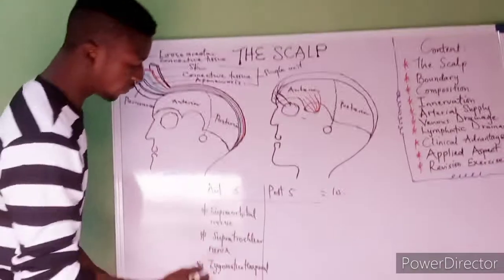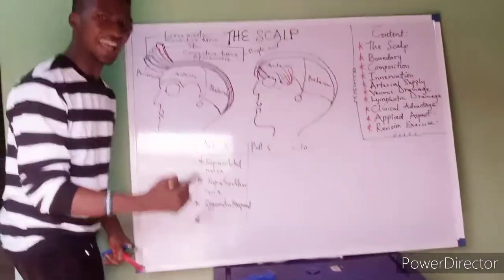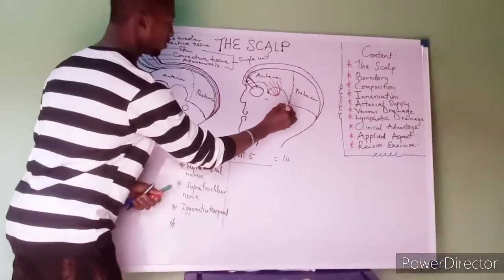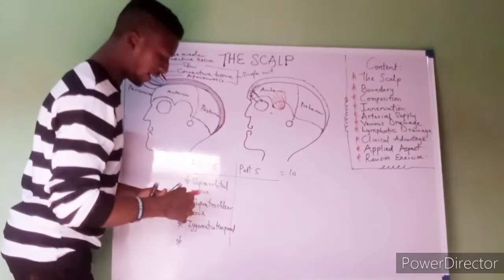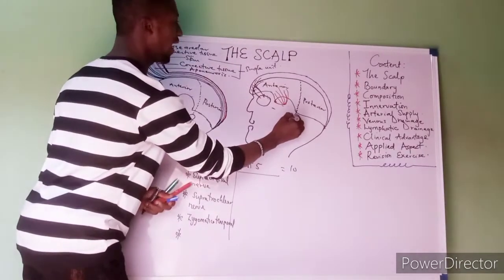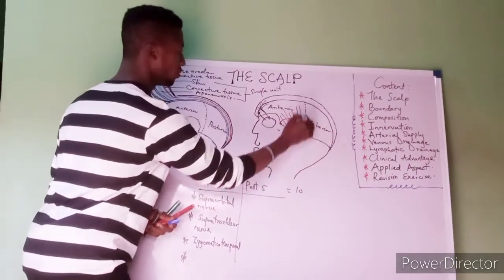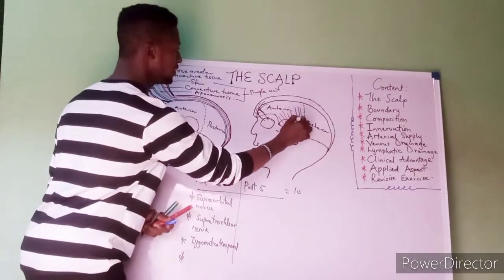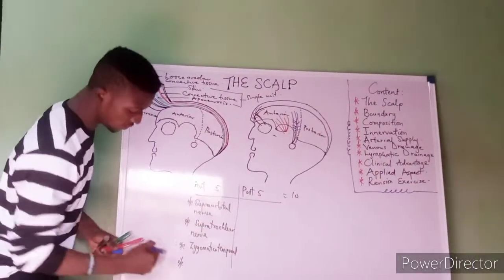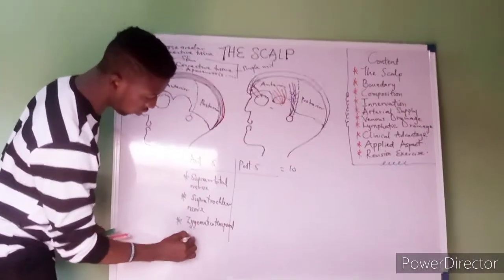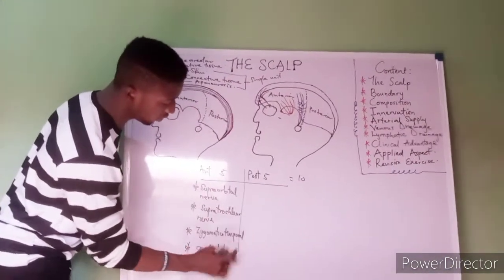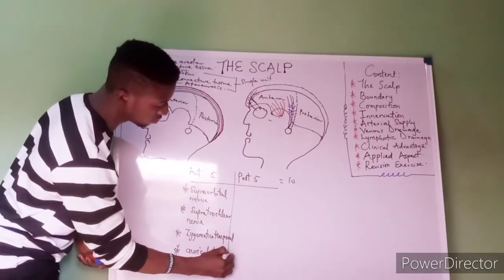With respect to this, we also have another nerve that arises from the region of the ear, which we call the auricular region, and it goes over the temporal. This particular nerve is called the auriculotemporal nerve.